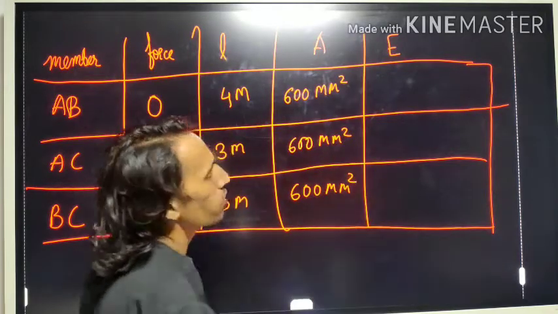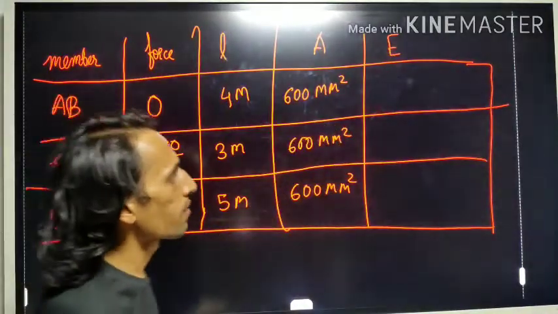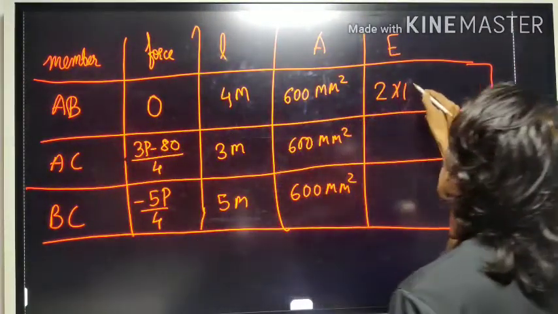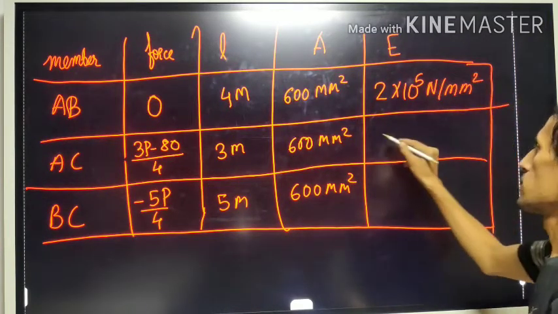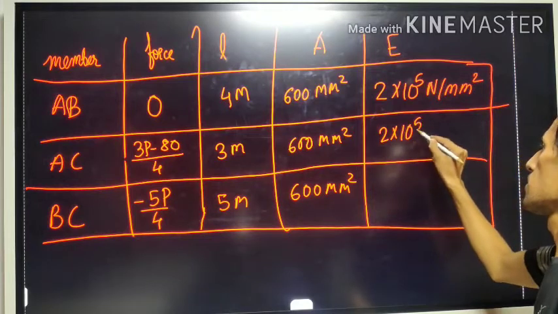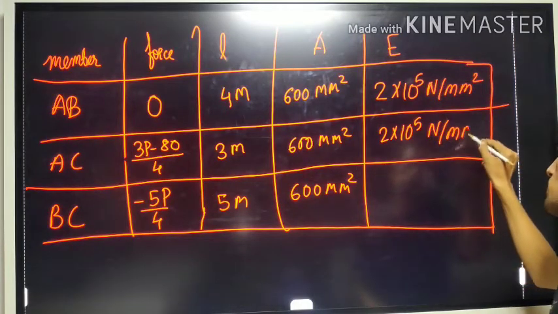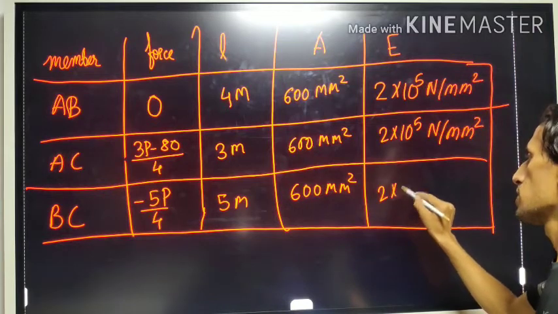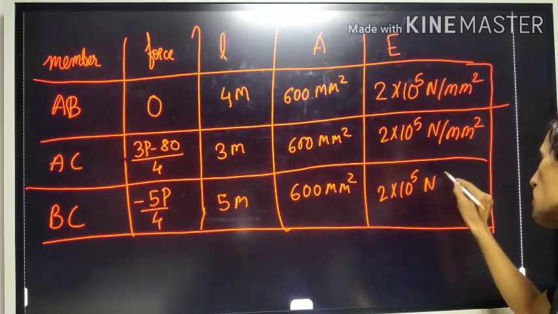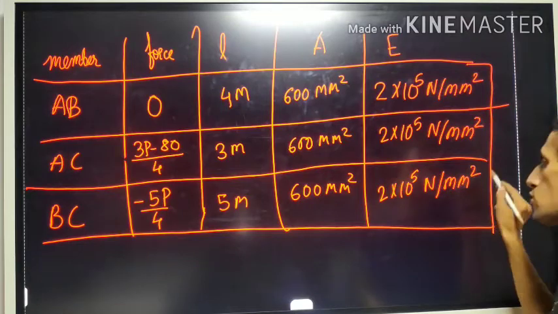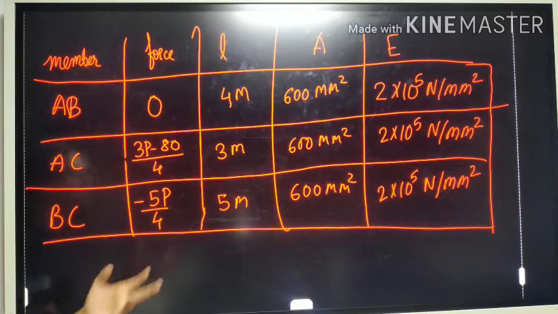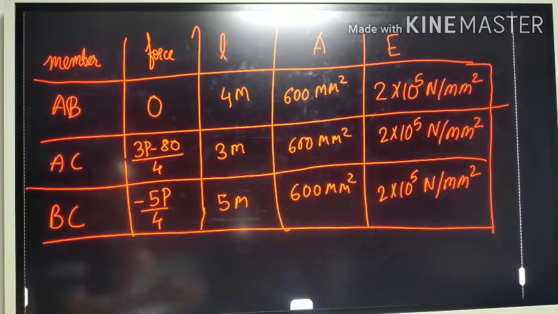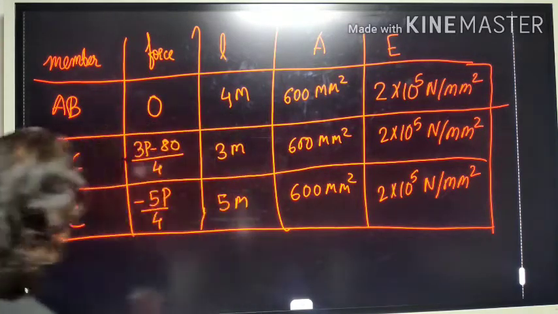mm square. What was the value of modulus of elasticity? It was 2 into 10 to the power 5 Newton per mm square. So these are the values, and you can use them to calculate the strain energy. So let's calculate the strain energy.